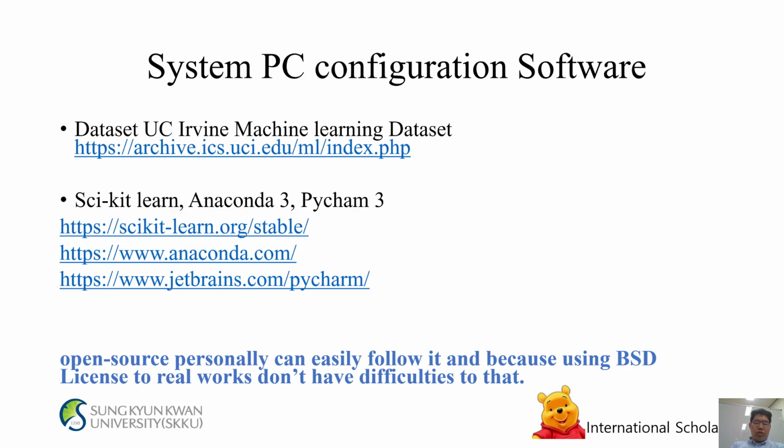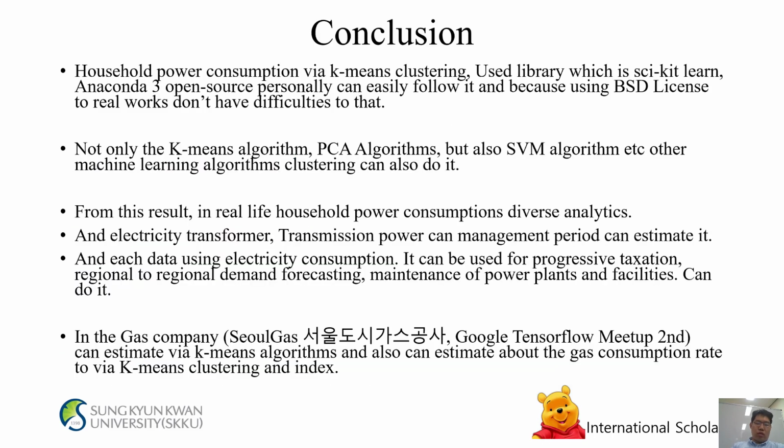They are open source, so one can easily follow them, and because they use a BSD license, there are no difficulties in real-world use. Conclusion: household power consumption via k-means clustering uses the scikit-learn library and Anaconda 3, which are open source and easy to follow, and because of the BSD license there are no difficulties in real-world use. Not only the k-means algorithm, but also the PCA algorithm, the SVM algorithm, and other machine learning algorithms can also do it.